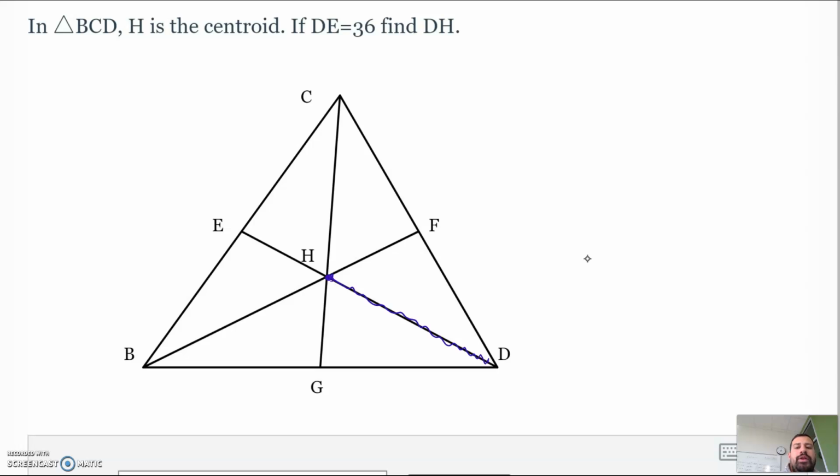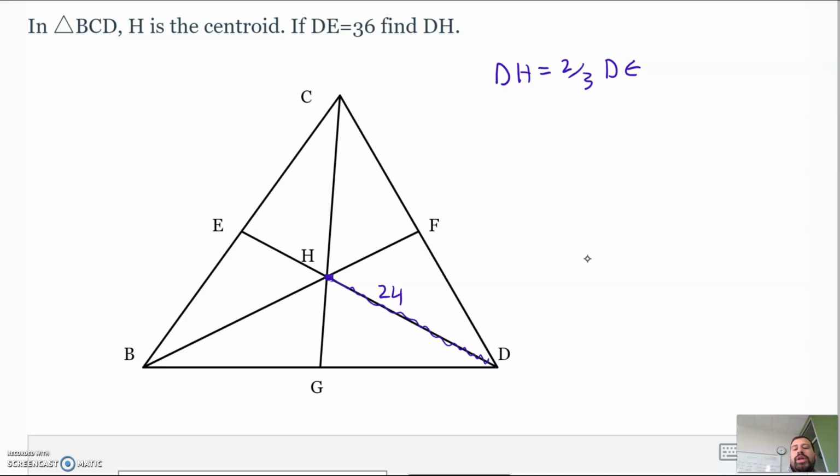All right. Now remember what we talked about. From the vertex to the centroid is 2/3 of the length of the whole segment. So DH is equal to 2/3 of DE. Okay, let me write that out. DH is equal to 2/3 of the length of DE. All right, so we can take 2/3 times DE, and that's going to give us DH. Okay, 2/3 times 36. 2/3 in parentheses times 36 is 24. So this segment is 24.